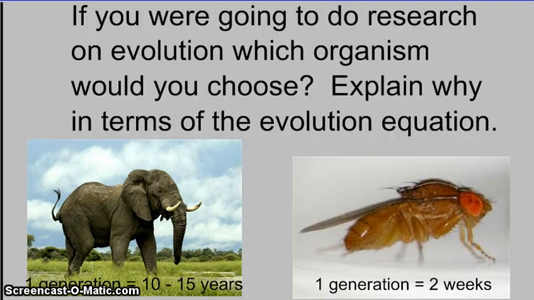So think of this as a challenge question, thinking of that last component of evolution. If you were going to do research on evolution, which organism would you choose? Would you choose an elephant or would you choose a fruit fly? And can you explain why in terms of the evolution equation? So think about that for a minute, pause the video, and then I will give you the answer.